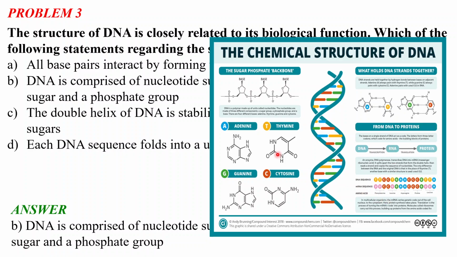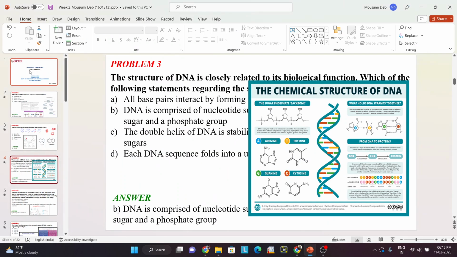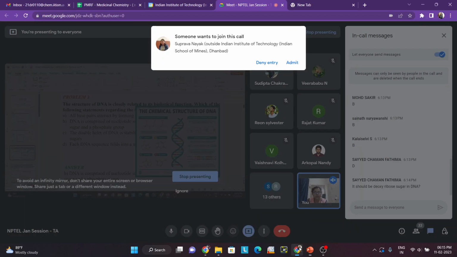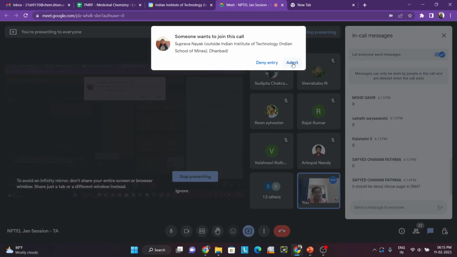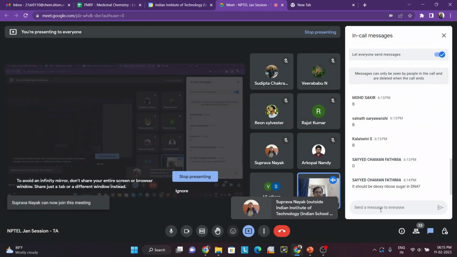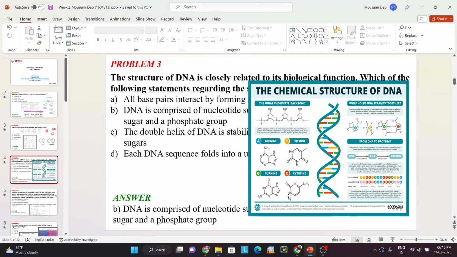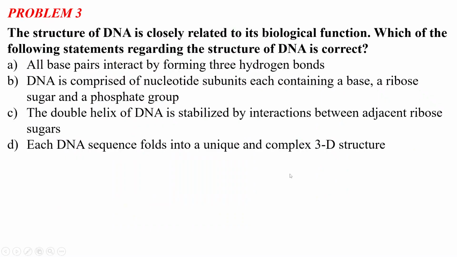We do not need to learn each and everything about the protein and the translation. We will learn about it in the later part of today's class. It should be deoxyribose sugar in DNA. Yes, it is the deoxyribose sugar in the DNA, if I am not wrong.